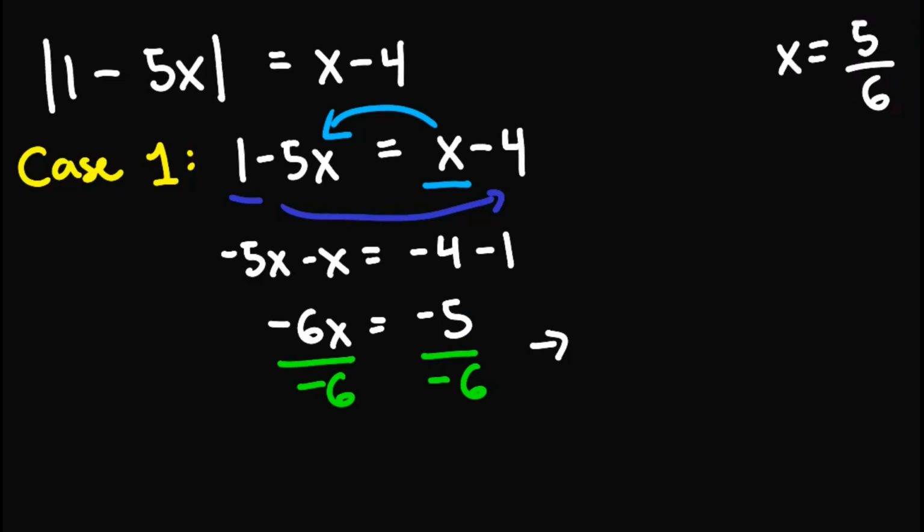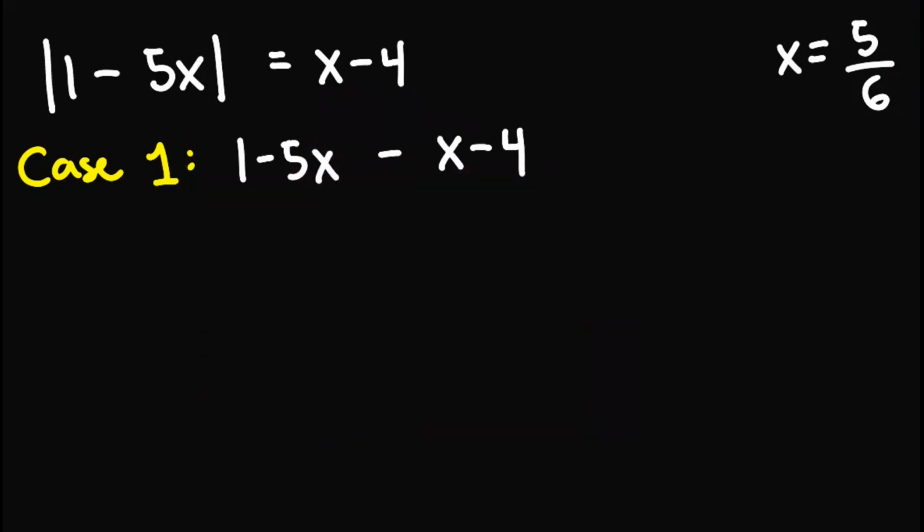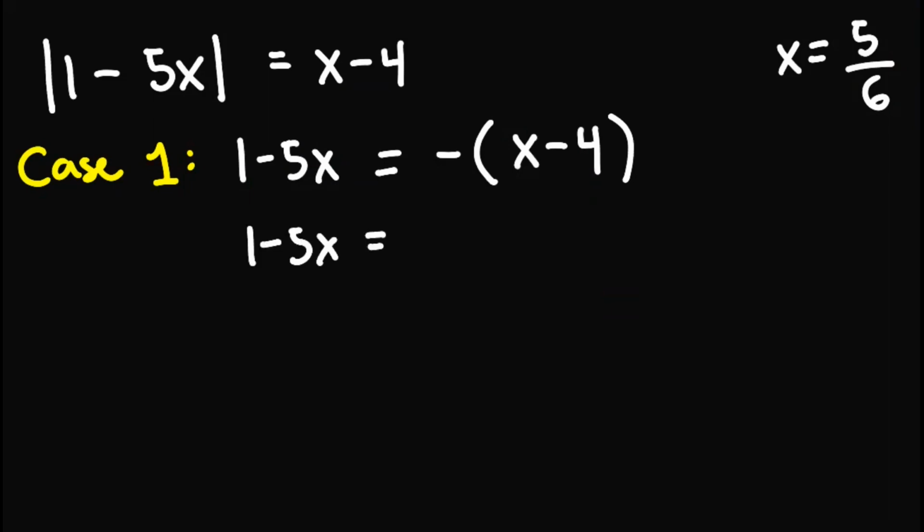So that is our first solution for this one. Let's clear this one. Let's go on to our next case. And that is if 1 minus 5x is equal to negative x minus 4. So this one is equal to 1 minus 5x equals, distributing the negative sign to the two terms, we've got negative x plus 4.